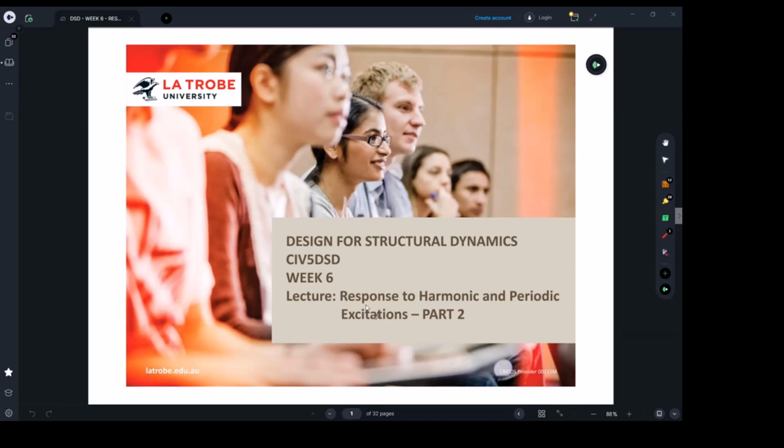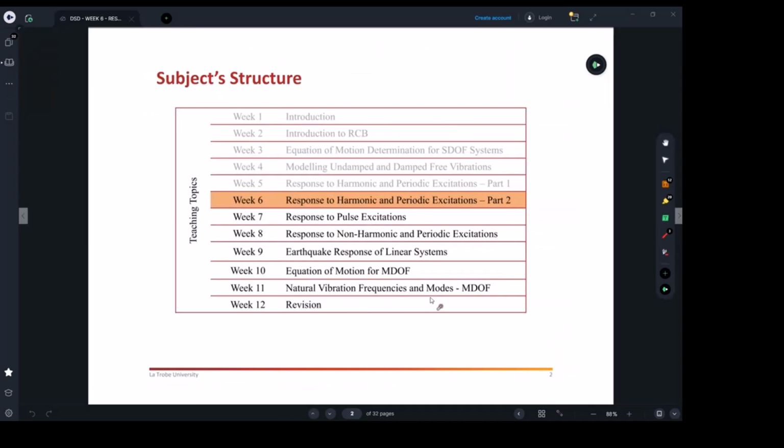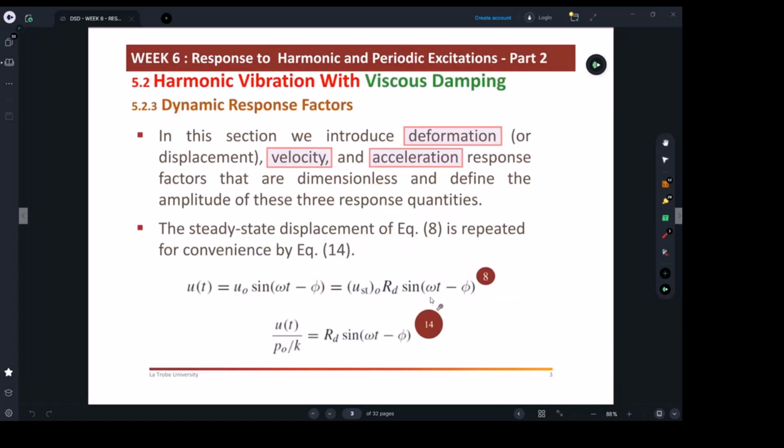So this week we're going to continue on seeing some special behaviors related to the harmonic excitations, and also we're going to learn some tests that can happen from applying such excitations. And the other thing is, last week we stopped at carefully talking about the deformation represented by displacement response factor, the RD property. Remember, last week we spent a lot of time talking about the RD property.